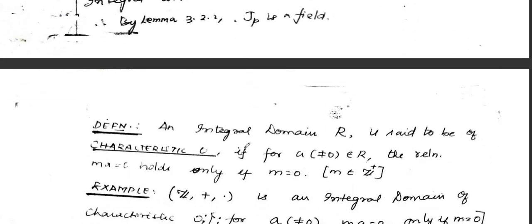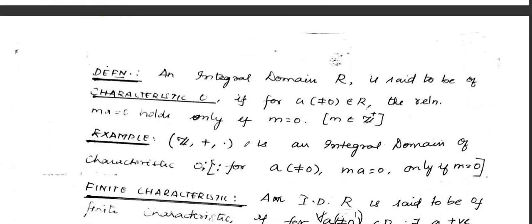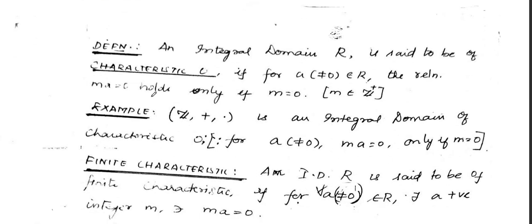Next we have an integral domain R is said to be of characteristic 0 if for a not equal to 0, the relation ma equal to 0 holds only if m is 0. Now in the case of integers, it's an integral domain of characteristic 0, because whenever you consider ma to be 0, you can have this to be 0 only if m is 0 with a not equal to 0. So a should not be 0 and the relation holds only if this is 0.